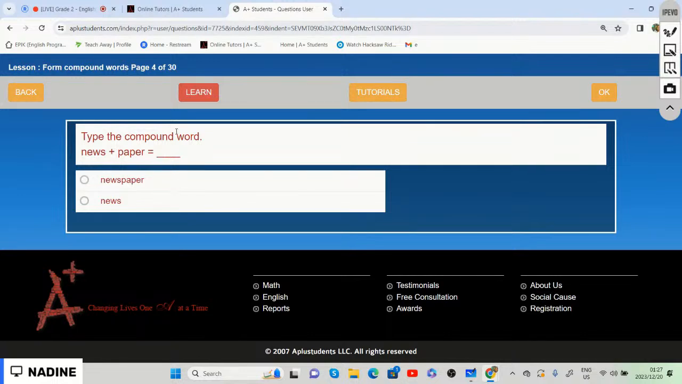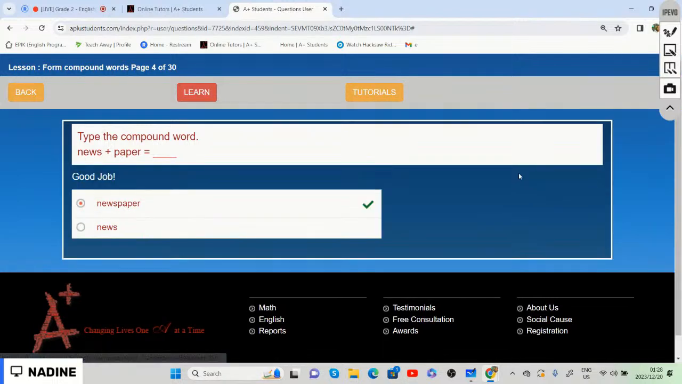And once we combine the word news plus paper to get the compound word, yes, and then we say it is newspaper. So well done. Newspaper is correct.